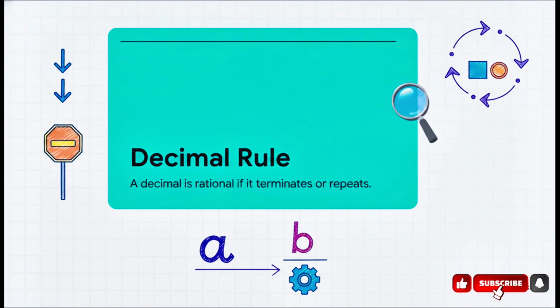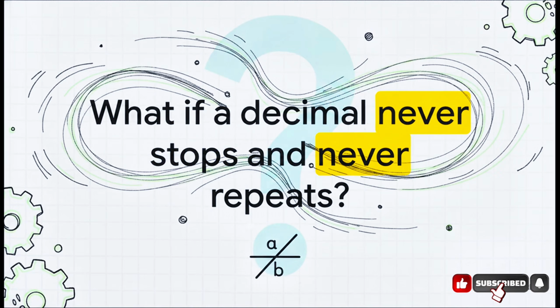So this gives us a definitive rule you can always rely on. A decimal is always rational if it terminates or if it repeats. If it has a clean stopping point or if it gets stuck in an endless but completely identical loop, we can always reverse engineer it back into a tidy A over B fraction. It is entirely rational.